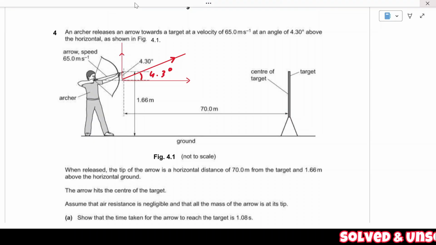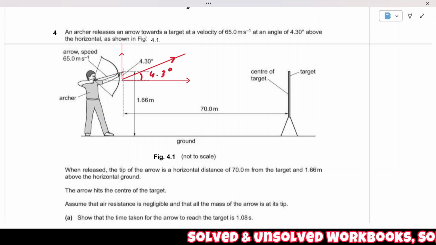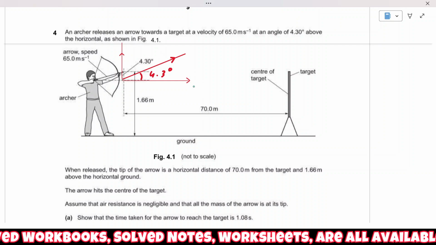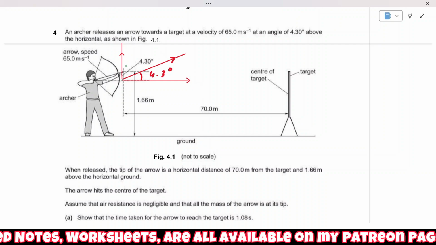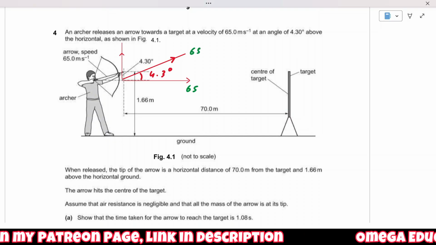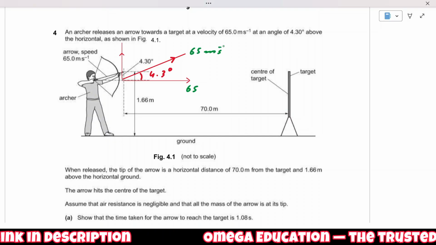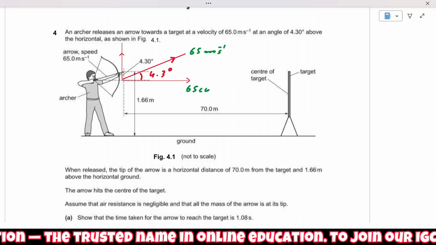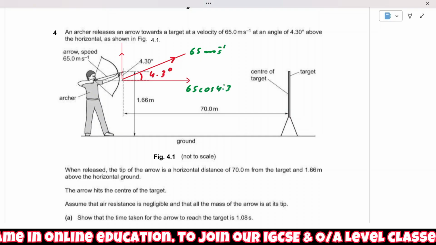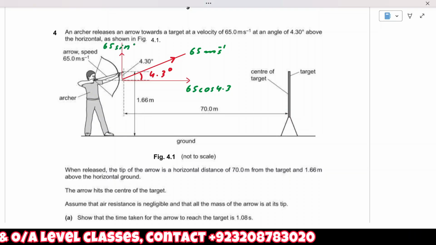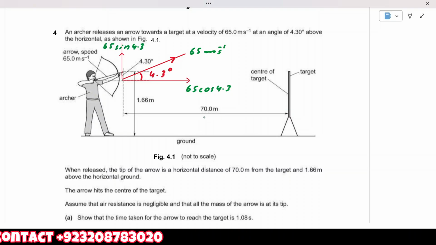Since the velocity is in the top right corner, one component would be to the top, one component would be to the right. Since this one is 65 meters per second, the one touching the angle would be 65 cos 4.3, and the other one would be 65 sin 4.3.